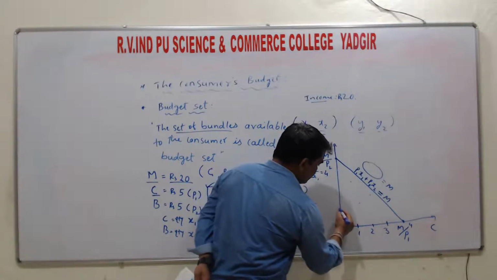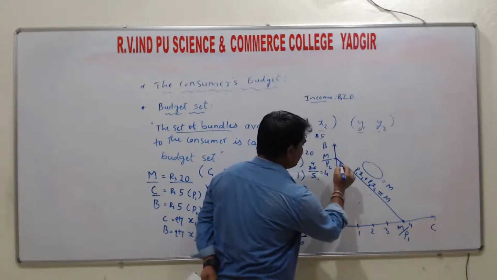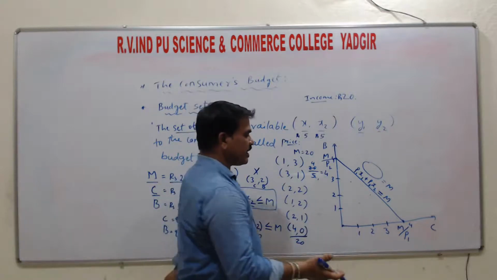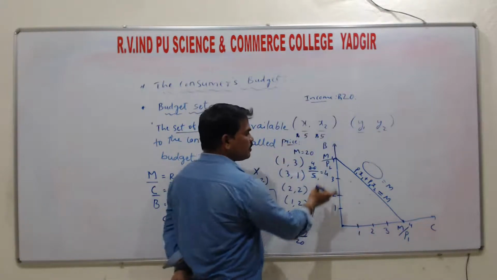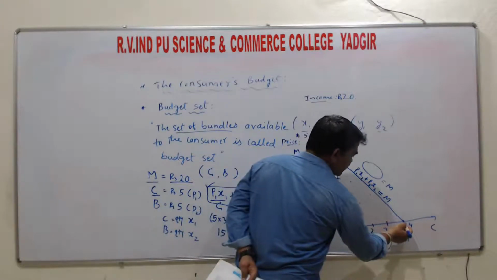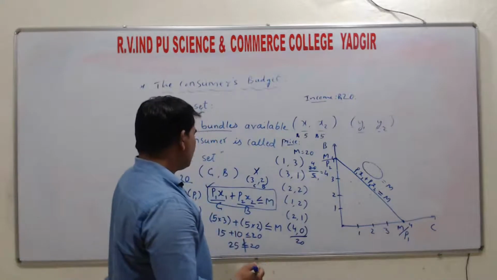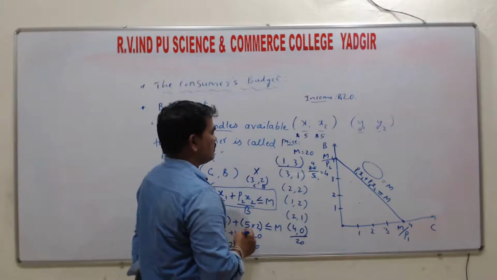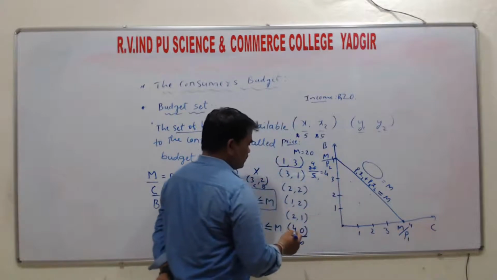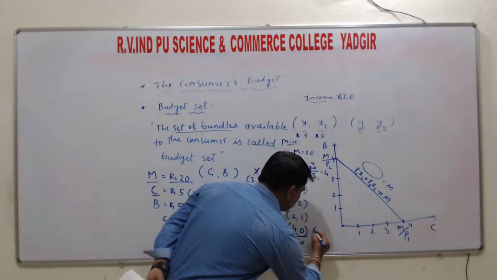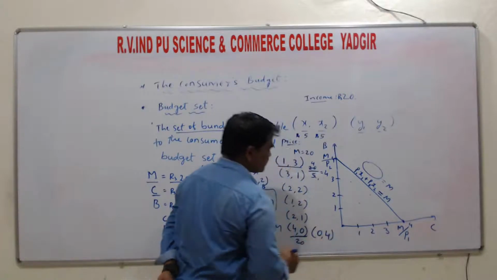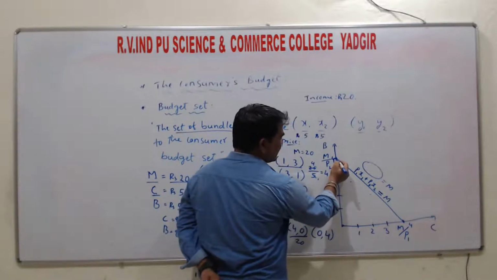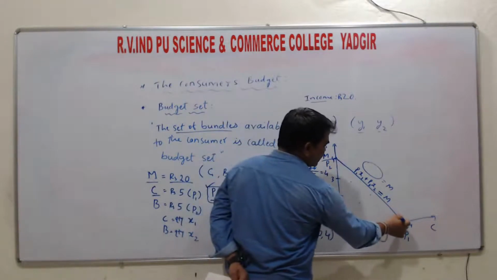Here, 1, 2, 3, 4. Here he is spending all his income on chocolates only. Correct? He is not buying any biscuit. That's why it is here on the x-axis. Correct? If you see this one, we will take this as well. Now, when we get this point, that is 0 chocolates, 4 biscuits, correct? So when we have 0 chocolate, 4 biscuits, then we will get this point, which is again on this budget line.